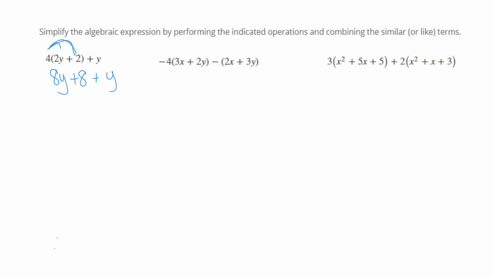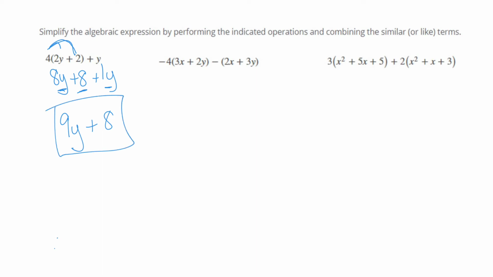Once you get rid of your parentheses, you're looking for like terms. I have an 8y, and I have what we assume is a 1y. 8y and 1y is a 9y, plus 8. That 8 that's in the middle here. All right, that's all we can do. All right, let's try again.